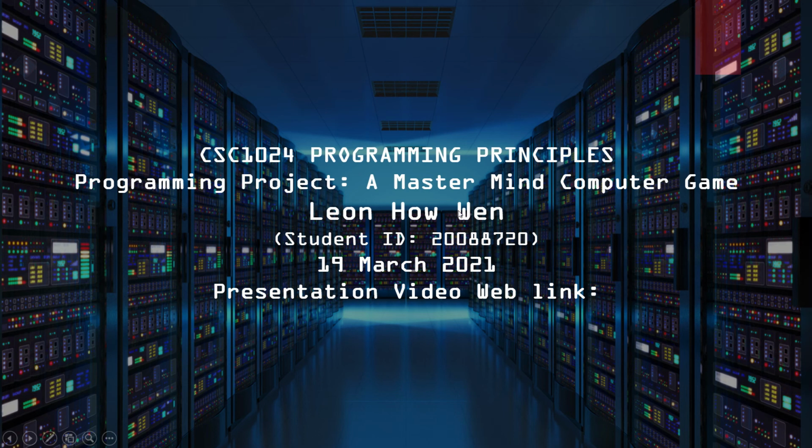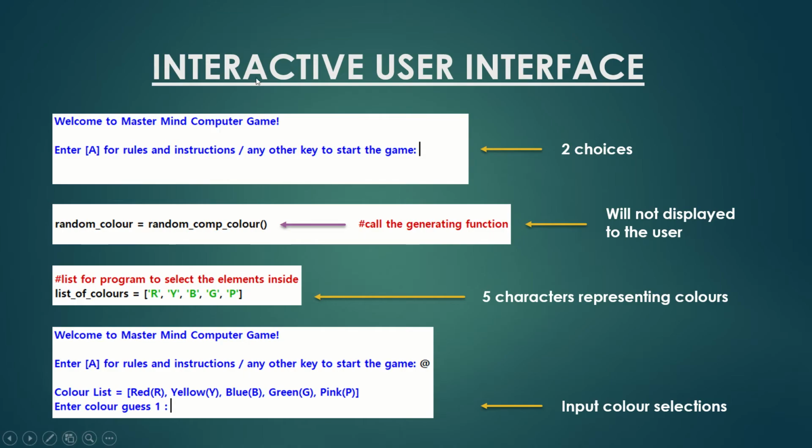Today I'm going to present my CSC1024 programming project with the title A Mastermind Computer Game. I will explain the program design method which I designed in Python to create an on-screen version of this board game. In the interactive user interface, the user is given two choices to select. Enter A to show rules and instructions, or any other key to start the game.